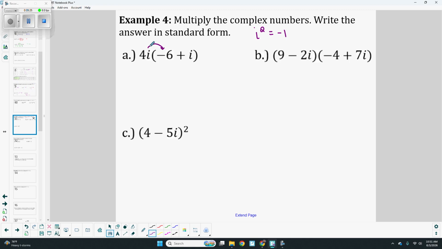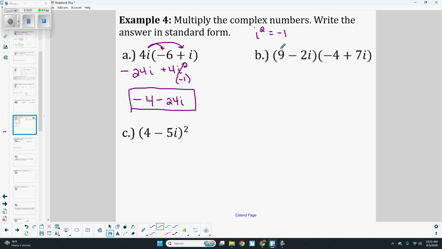So here, if I were to distribute this 4i to both of them, 4i times -6 is -24i. 4i times i is 4i squared. So anytime I end up with an i squared, I'm going to replace that with a -1. So 4 times -1 is really -4. And then I'm going to put the imaginary part second because they said standard form, -4 minus 24i. And that's my answer for that one. I don't have any like terms I can combine. The only thing I could do is get rid of the i squared and turn it into -1.